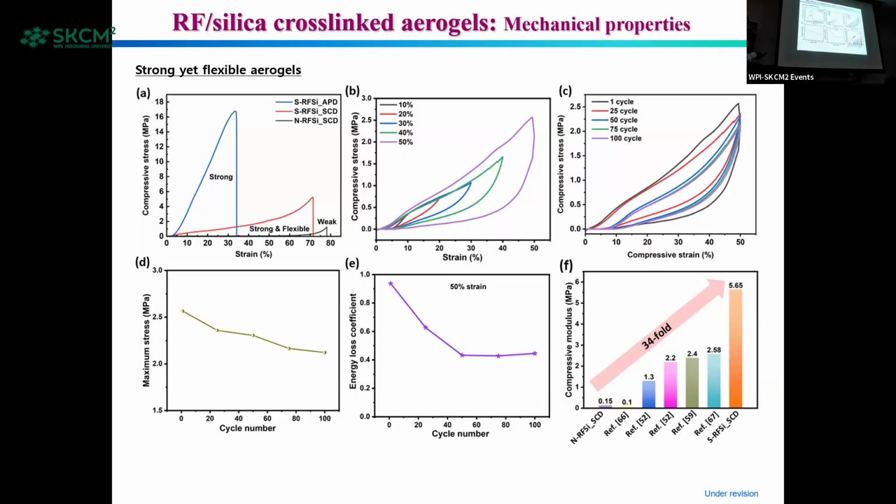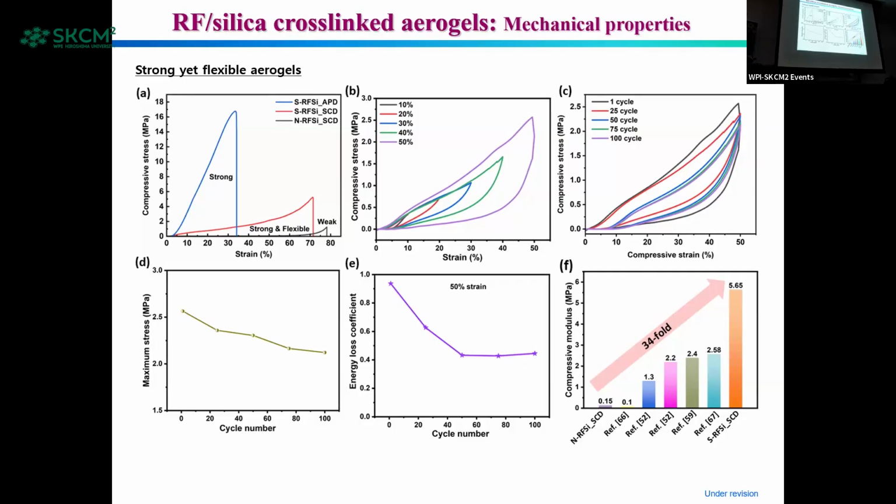So we did a cyclability study up to 100 cycles. We studied this to determine the friction coefficient, meaning energy loss coefficient, and the maximum stress. We can see it is nearly constant after some cycles, and this coefficient is also constant after 50 cycles. You can see it is stable at 0.4.